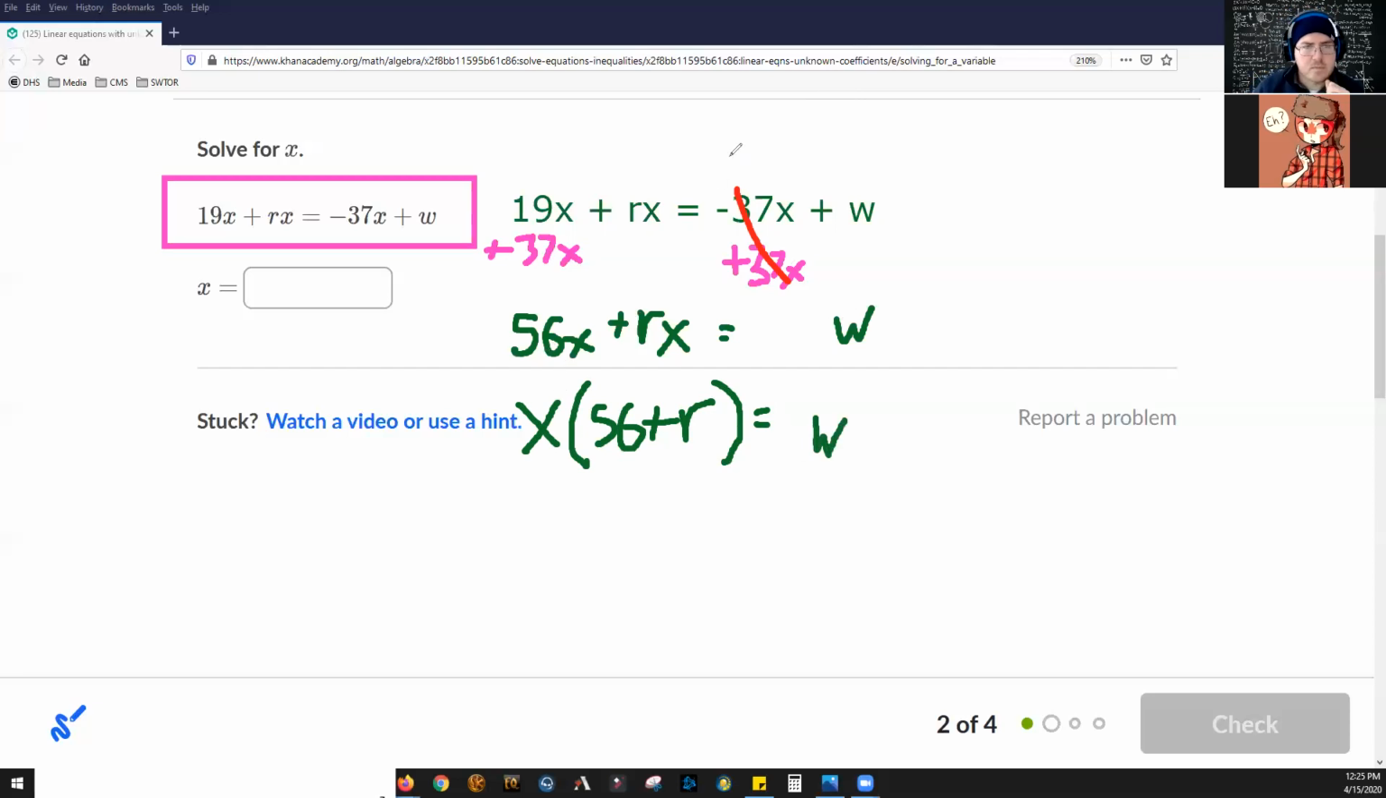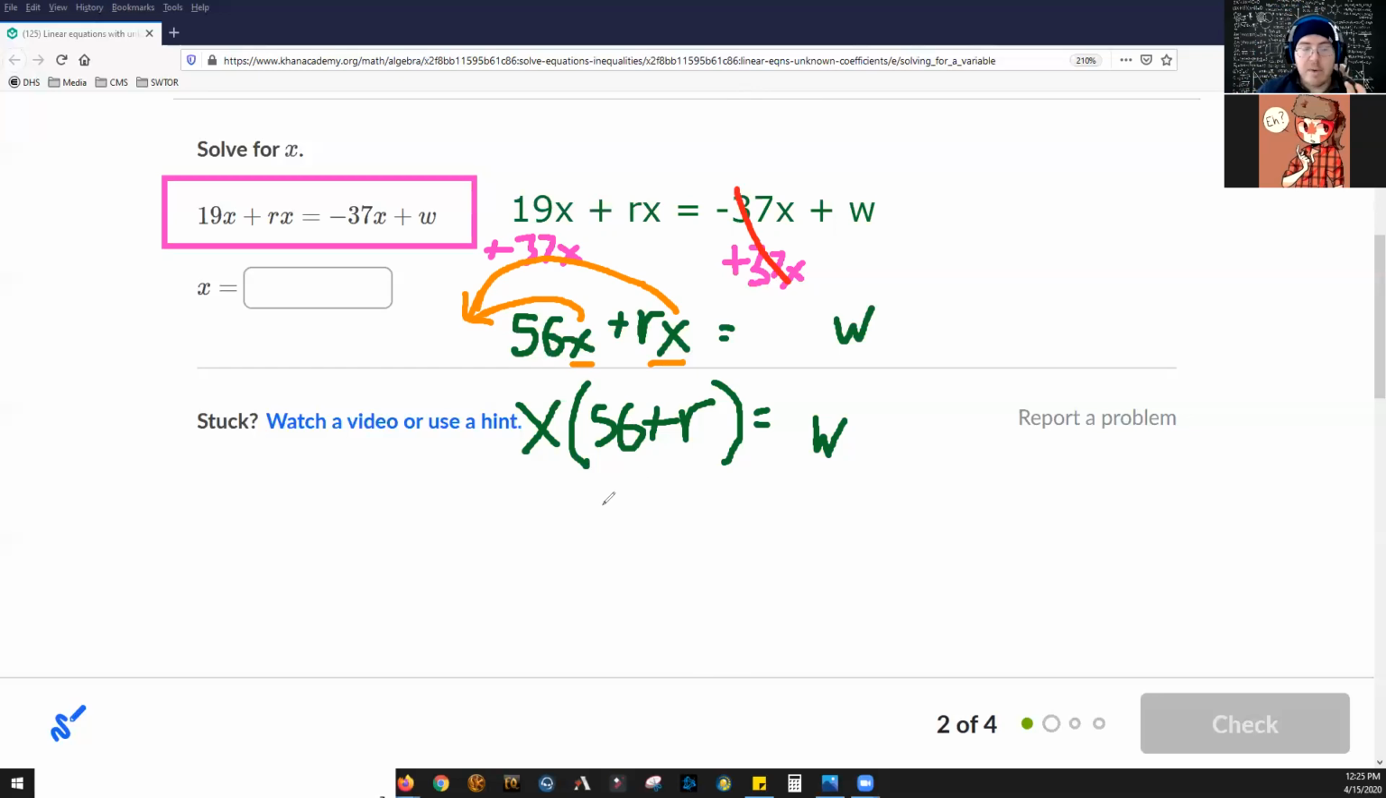Okay, so that little maneuver, there's an x on both. So we're going to rip it out. We're basically dividing both of these terms by x. But what we're left with is x times this binomial of 56 plus r. And that is something you can get very good at with very small amounts of practice.